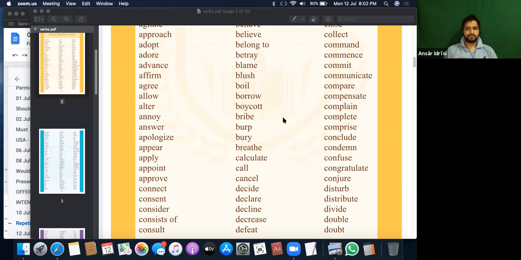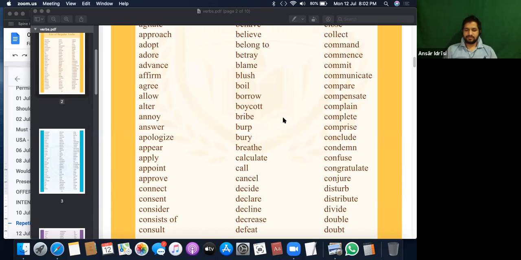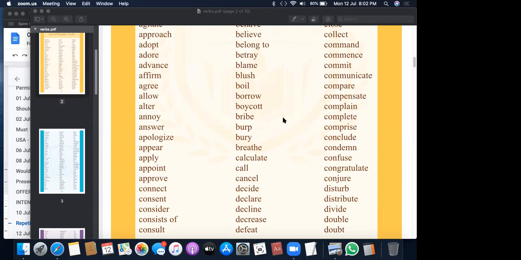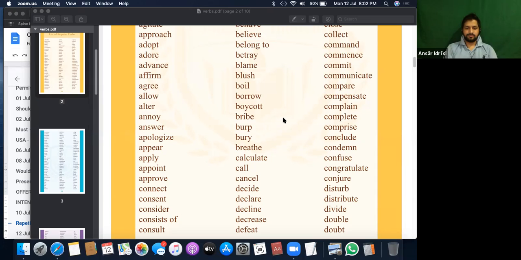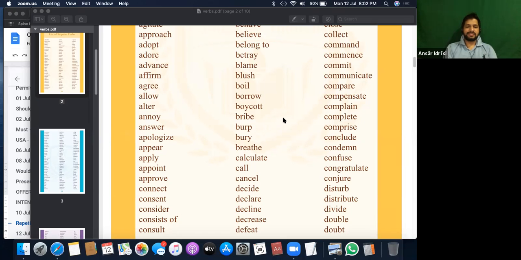It used to collect. Did it used to collect? It didn't used to collect. Collect. Next. It used to betray. Did it used to betray? It didn't used to betray. Betray. Next. Yes. It used to declare. Did it used to declare? It didn't used to declare. Declare. Very good. Next.